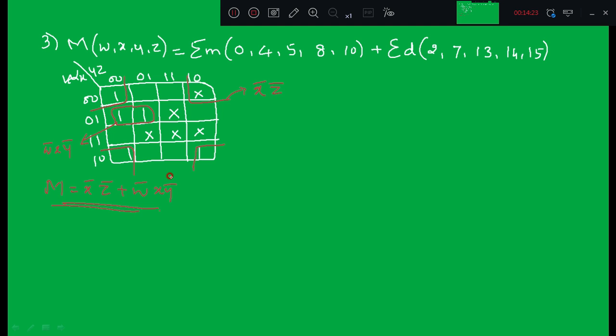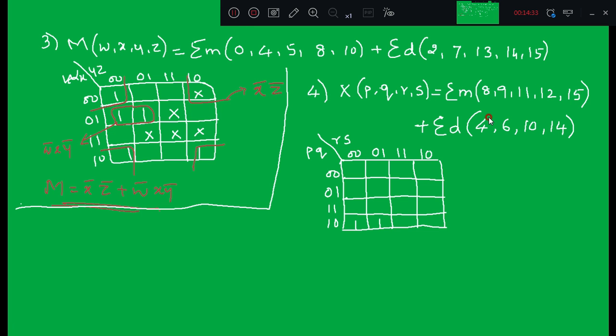So similarly, you take your own problem and try to group and obtain the simplified Boolean expression. Okay, then we'll jump to one more example. Let us take the fourth example, where X is the output and there are 4 inputs P, Q, R, S. There are 5 minterms and 4 don't care terms, right? So let us fill the K-map cells with these minterms and don't cares.